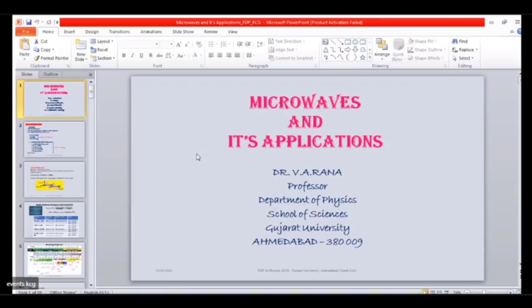So in the first part, as a carrier of information, we'll see the applications of microwaves in communication, in radar, and in remote sensing. And if we consider the microwaves as a carrier of energy, then its applications are divided into industrial control and measurement, microwave heating, material processing, microwave chemistry, and medical applications. And finally, we'll conclude this lecture.